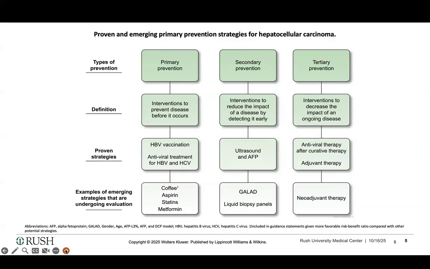And then tertiary prevention is really to prevent recurrence. And so this is someone who's got liver cancer, and now you're going to do something to decrease the chance of that liver cancer coming back. And here again, antiviral therapy and curative therapy for hepatitis C are really, really important.